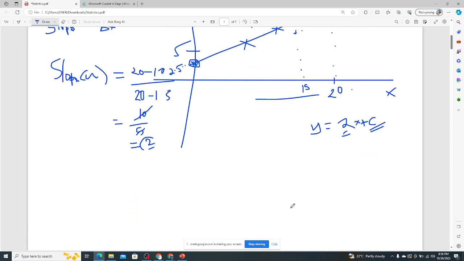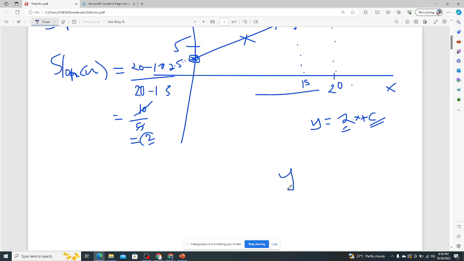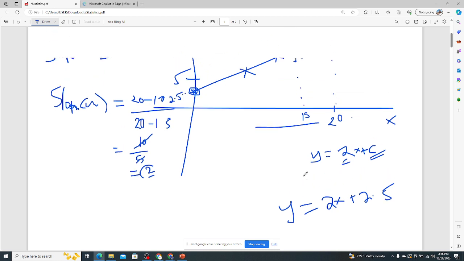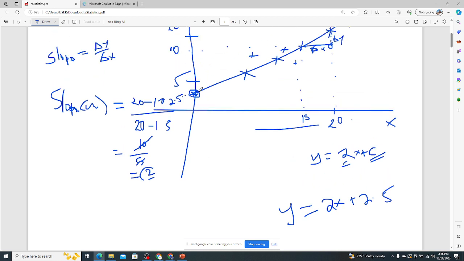Okay, so now the equation of our new straight line will be 2x plus what? Plus 2.5. Why plus? Because it cuts the y-axis on the positive side.